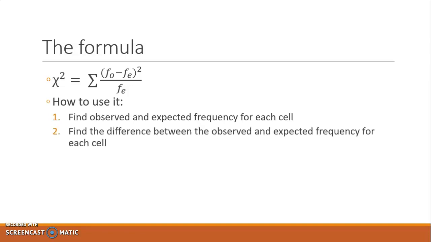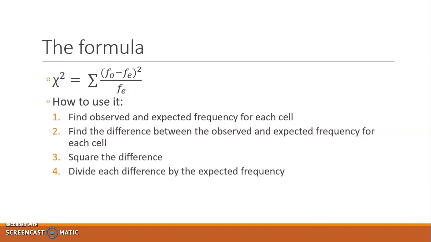Next, once you've found the observed and the expected frequency, find the difference between them. Subtract one from the other. Doesn't matter which you subtract from which, because of course you're going to square it, which means it's going to be a positive number anyway. So you might want to just always subtract the expected from the observed, just to make sure that you're following the same pattern so it doesn't get too confusing. Square the difference. Divide each difference by the expected frequency for that cell. Okay, and then add them all up.